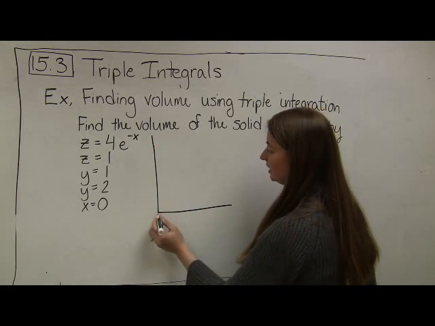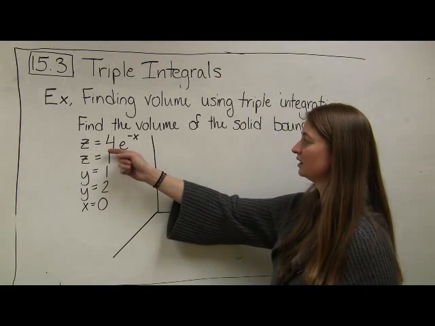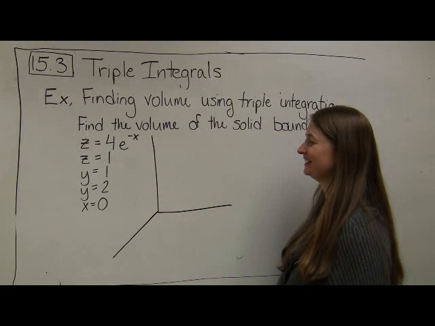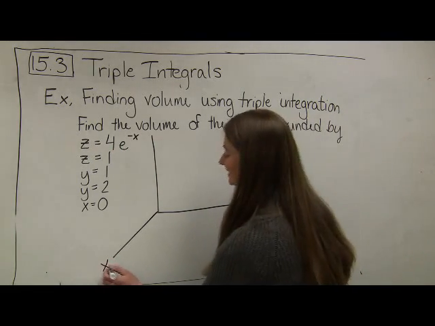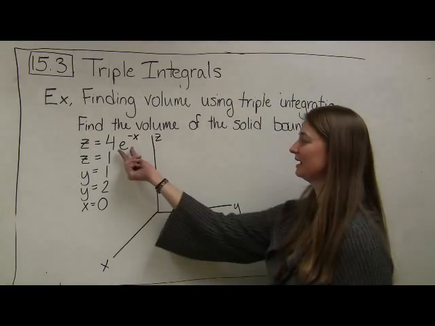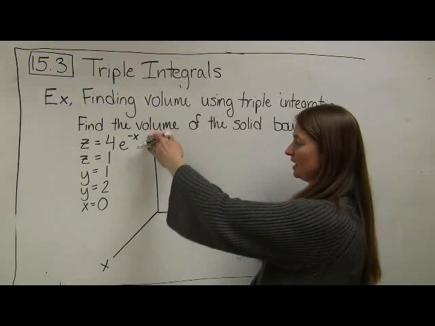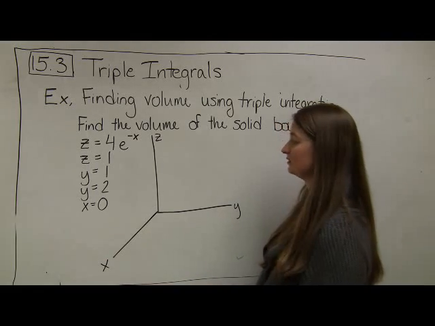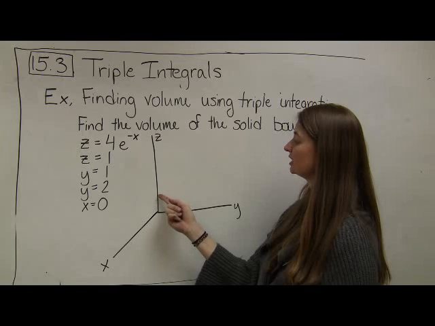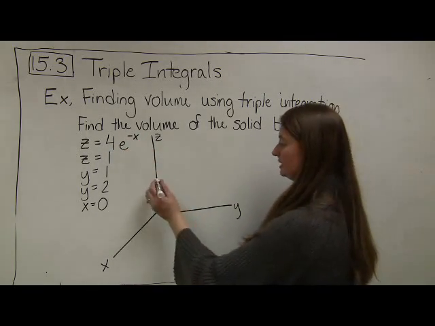So in this case, first I need to decide what the function z equals 4 times e to the negative x looks like. Well, this is my x axis, this is my y axis, this is my z axis. Recall that anytime I have a negative exponential function, it starts out high and gets lower and lower and lower. It's going to touch the axis where x is equal to 0, this becomes 1, and this value ends up being 4.